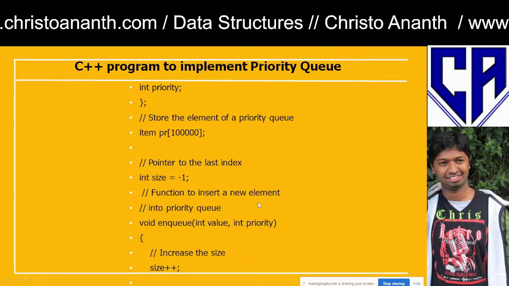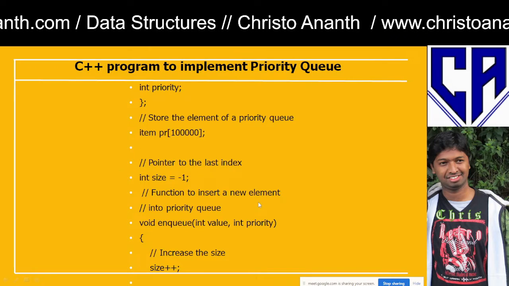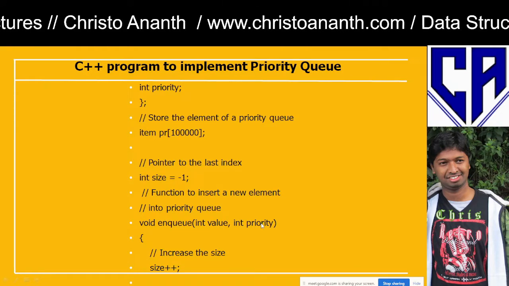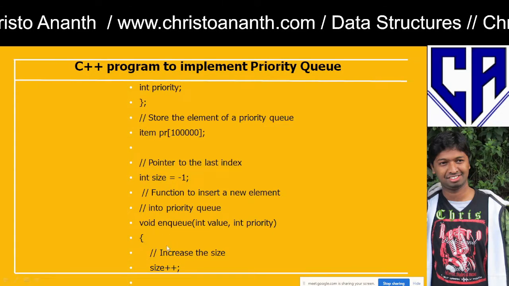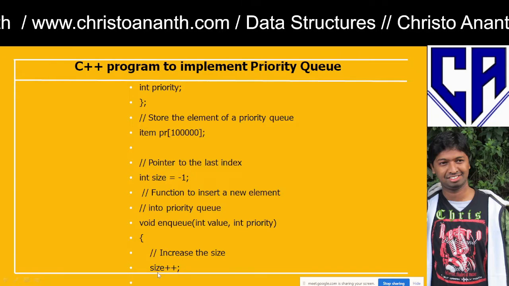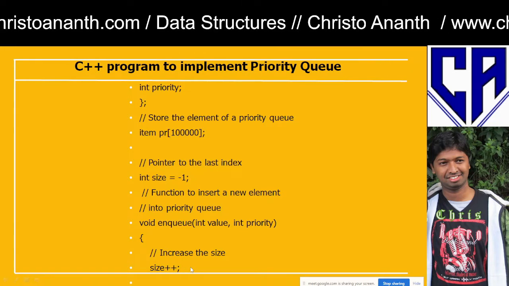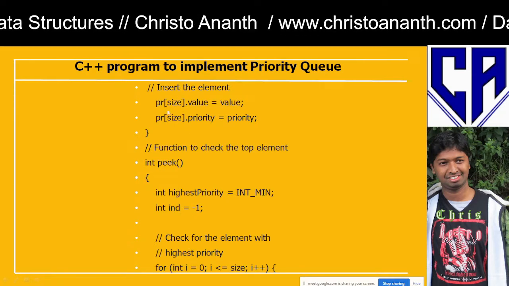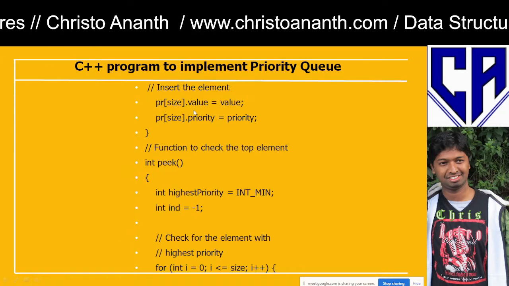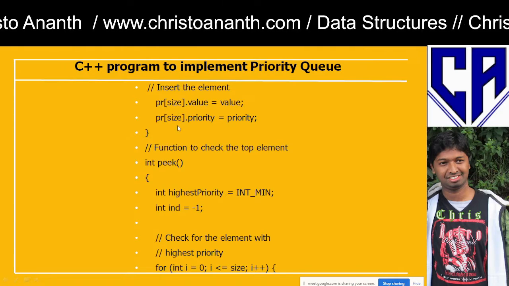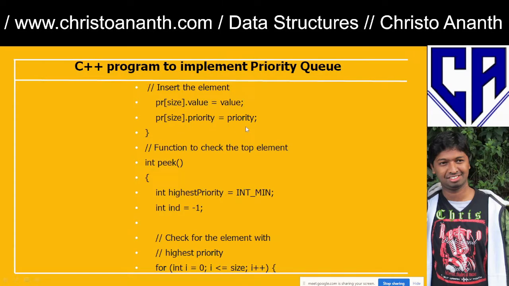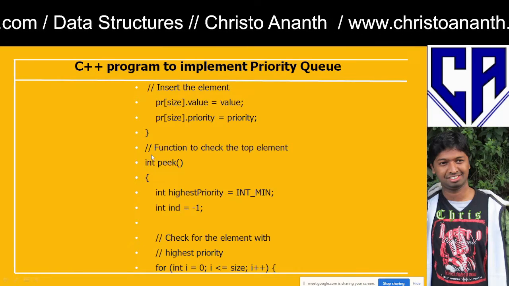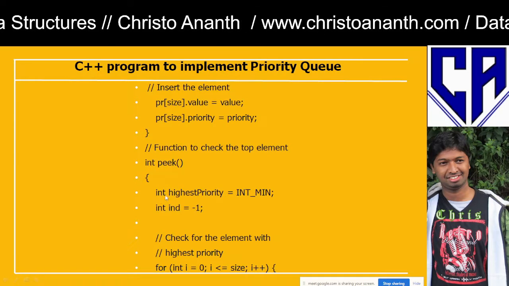We will have a function to insert a new element into the priority queue: void enqueue, int value, int priority. Then we increase the size, size++. And then you insert the element: pr[size].value equal to value, pr[size].priority equal to priority.